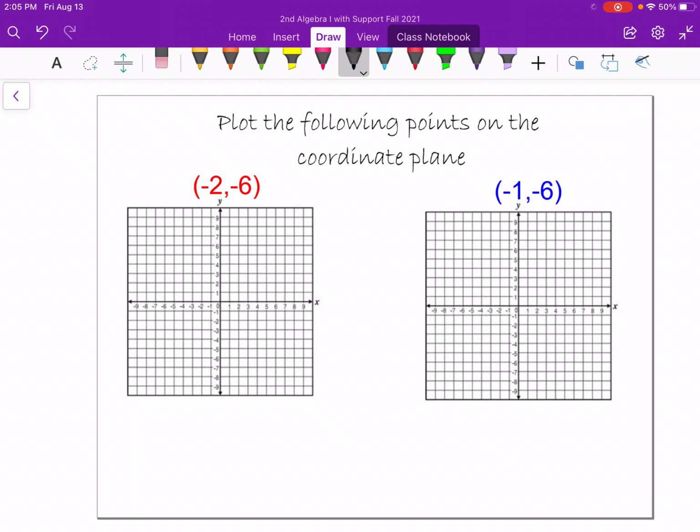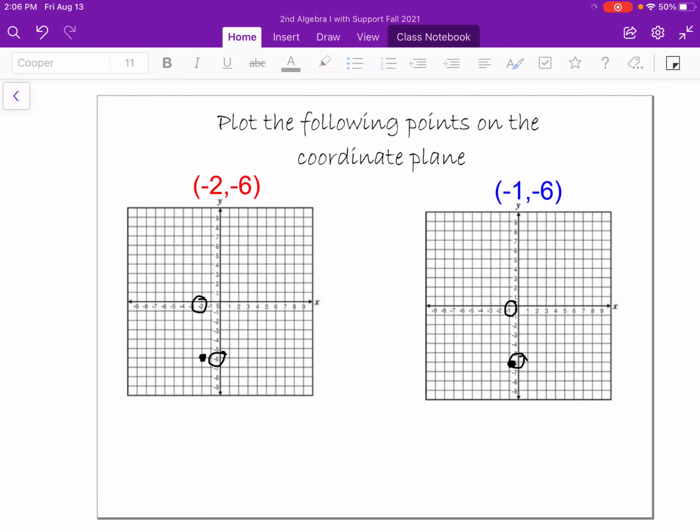All right. So -2, -6. So -2 is here along the x-axis. -6 is right here along the y-axis. There's our point right there. -1, -6. Here's -1 on my x-axis. Here's -6 on my y-axis. Here's our point right here, -1, -6. Hopefully you guys are getting this.